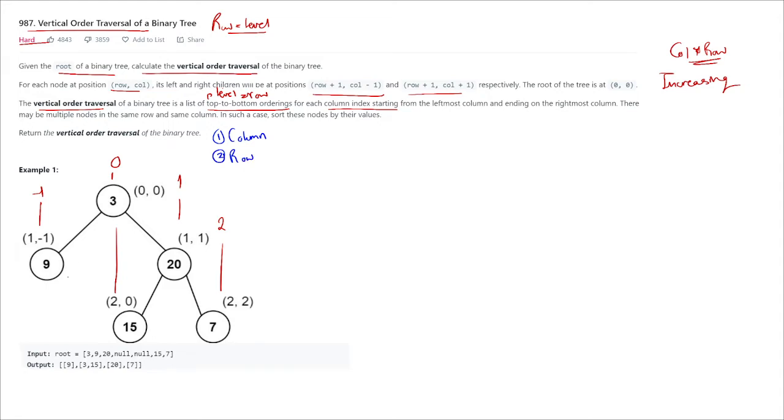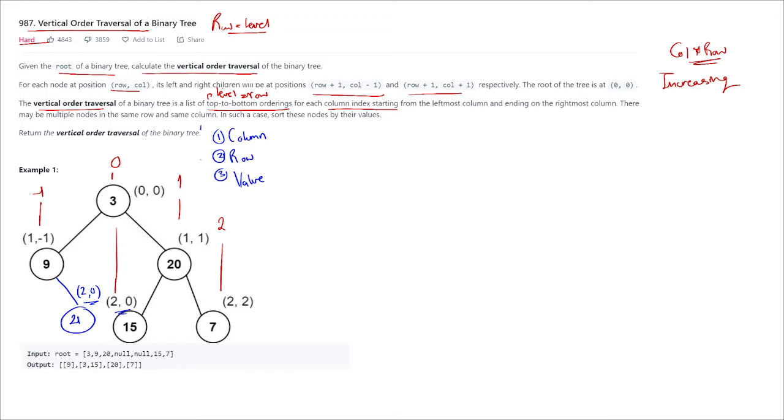And then there's an interesting case they gave. If it's the same row and same column. So when does this happen? Let's say this case, for example, 21. In this, we increase the row by 1, so it's at row 2. And since we went right after we went left, so -1 plus 1, because we're going right, we have 2, 0. So here we have the same row and the same column. And in this case, we want to sort by value.